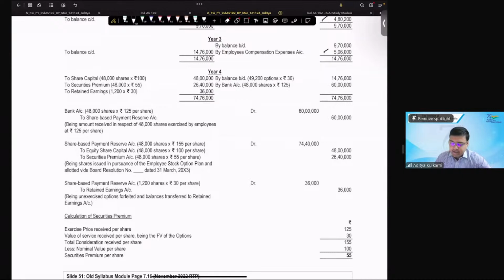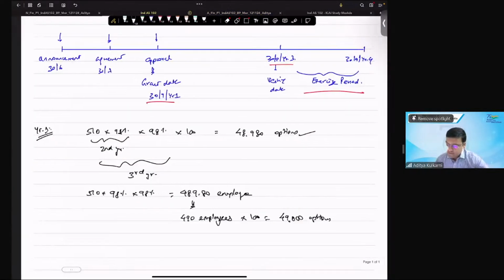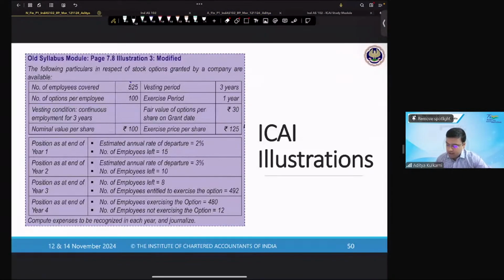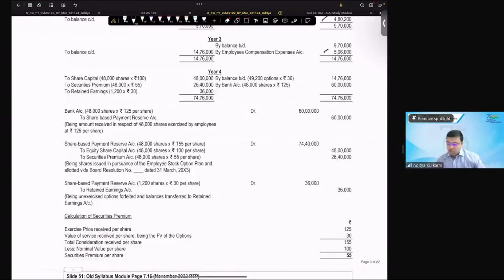48,000 options were exercised. Are you given the exercise price? 125. That's right. So bank account debit 48,000 into 125 per share, to share-based payment reserve account 60 lakhs, to SBP reserve 60 lakhs. Now these 48,000 options should be converted into equity shares. They cannot remain in SBP reserve. They have to be converted into equity shares.